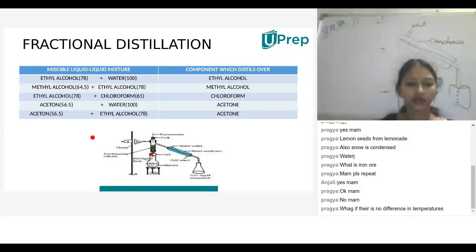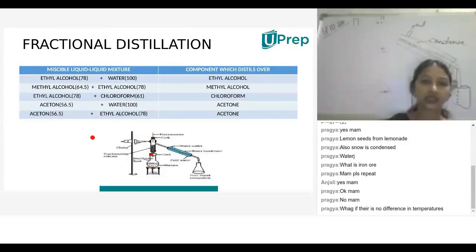Yeah, Pragya? What if there is no difference in temperature? If there is no difference in temperature, it is completely mixed up. Even with a difference of 10 degrees Celsius, fractional distillation can accurately separate, but we need to be more alert. We need to observe the temperature on the thermometer. If it is an unknown sample, we can't do anything. If we know the temperature, we need to keep an eye on the thermometer. Constant observation is required.